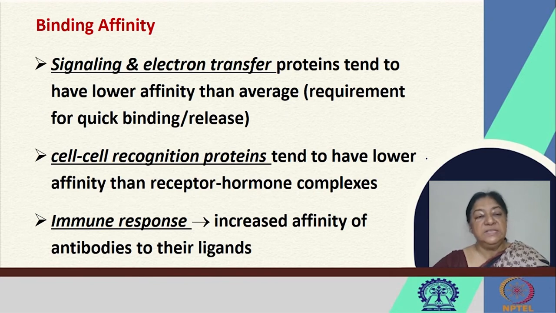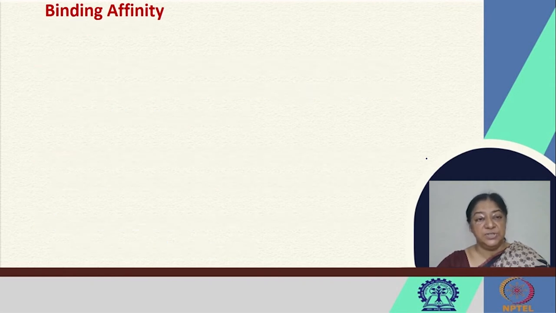The binding affinity that we see in the specific types of examples given here are for signaling and electron transfer. In this case, proteins tend to have a lower affinity than average because it is required for quick binding and release. So you do not want too tight a complex to form. So the affinity is not that high. The cell-cell recognition process also has to have lower affinity than the receptor hormone complexes, and the immune response, however, has increased affinity of the antibodies to their specific ligands, or the antibody-antigen interactions.